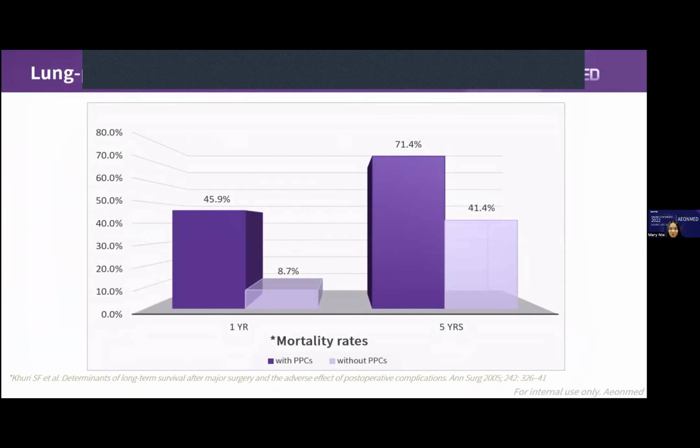When we are talking about the mortality rates and even morbidity, from these charts we can see that the first one has the deep dark bar much higher than the light one, right? And this is the mortality rates with PPCs. This is for the first year after the patient had the surgery, and this is 5 years after the surgery. With PPCs, the patient's mortality rate is much higher than the one without PPCs.